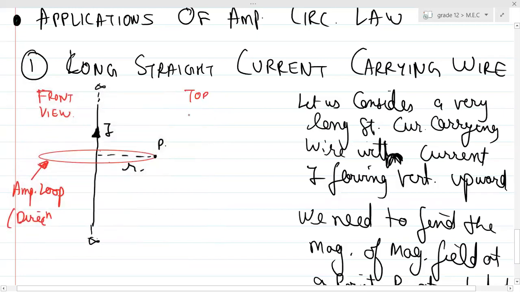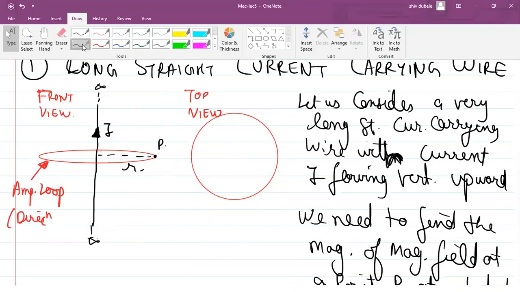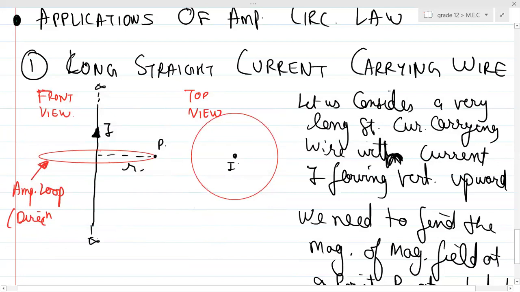So the top view looks like this. Will the top view look like this? Yes, sir. Yes or no? Yes, sir. This is the point P.